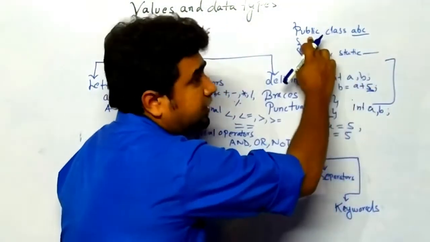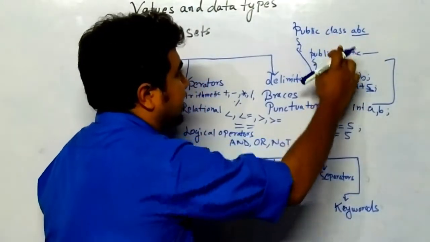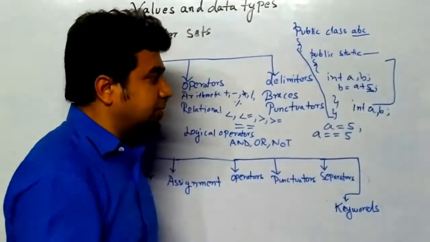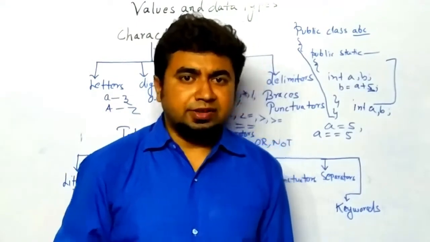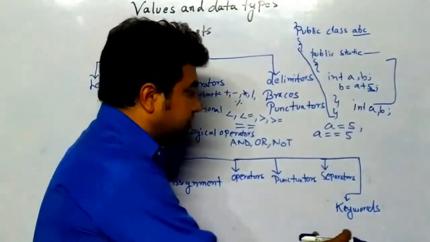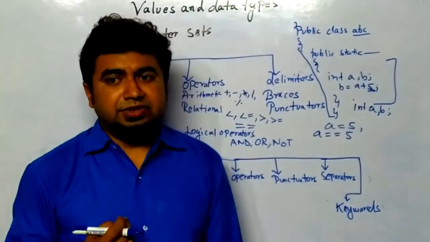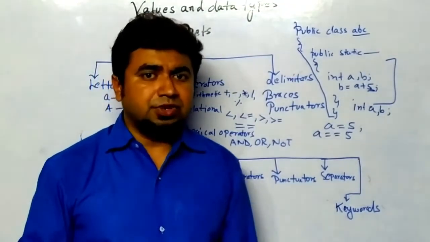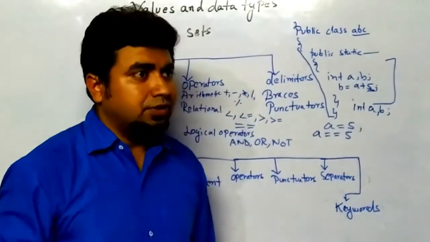Public has a special meaning as a keyword. Then class has a special meaning. Then public static. These are the words which have special meaning. Int has some special meaning. System has a special meaning. Out has some special meaning. System.out.println has special meaning. So these are the reserved words which the compiler understands, and which convey special meaning to the compiler. The compiler is able to understand these words.